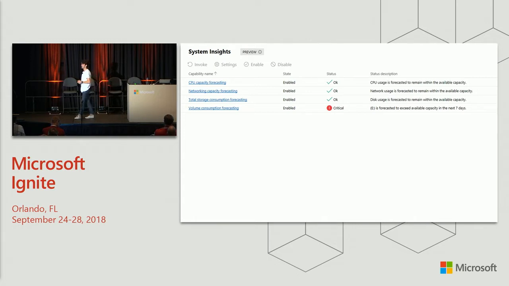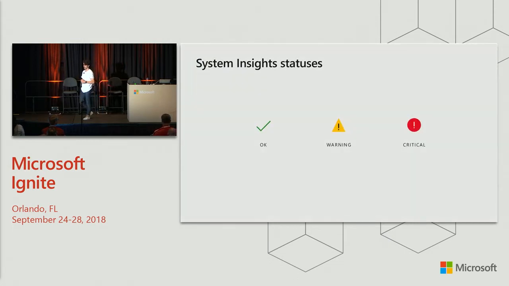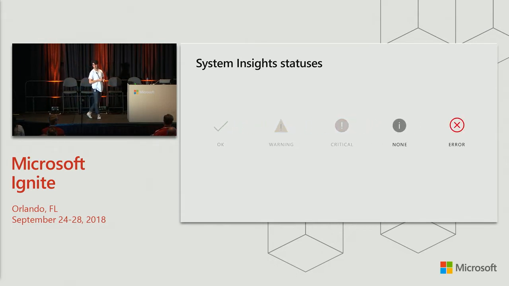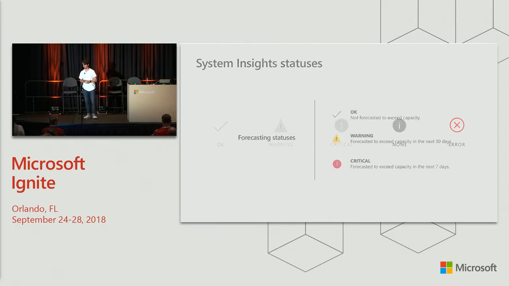In this case, it lets you know if you're forecasted or expected to exceed the available capacity. And if you are, it will actually give you a little additional information about the specific volume and the time frame as well. The System Insights statuses are okay, warning, or critical, which hopefully is pretty intuitive. And then we've also exposed 2 additional ones. None, and this really indicates we don't have enough data yet to make a prediction, and error, meaning we hit some unexpected error at runtime.